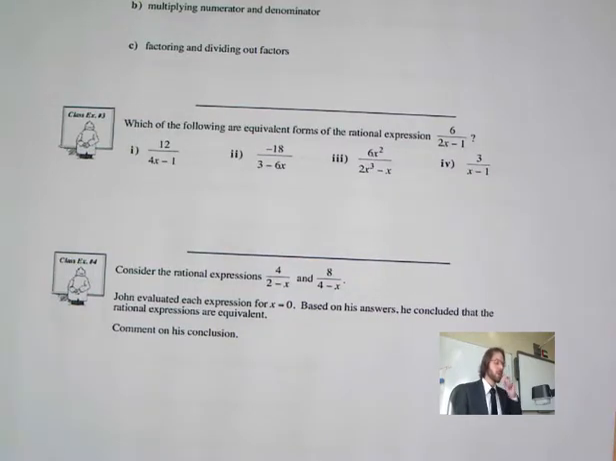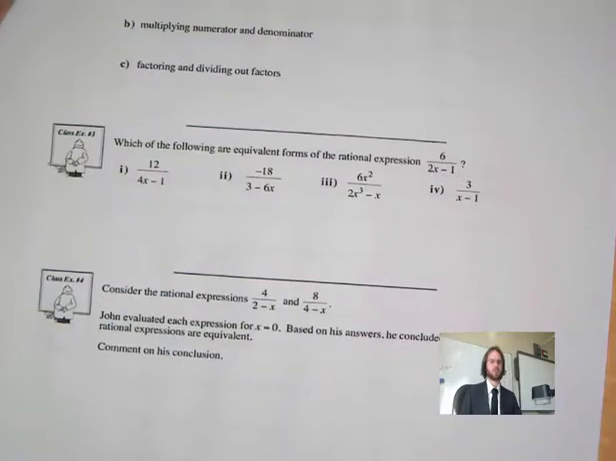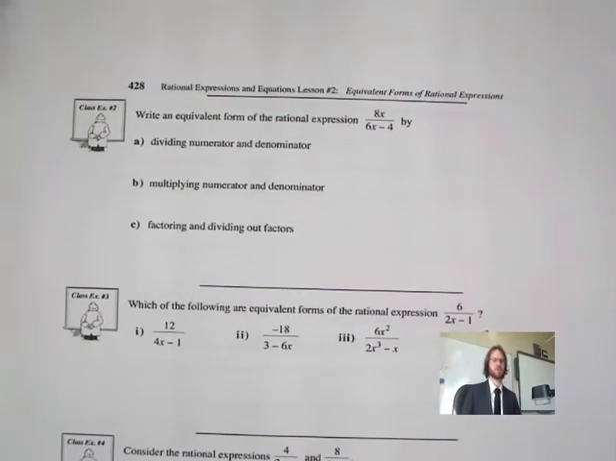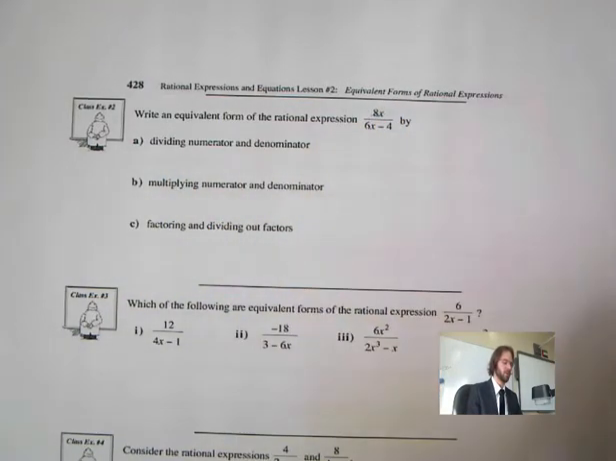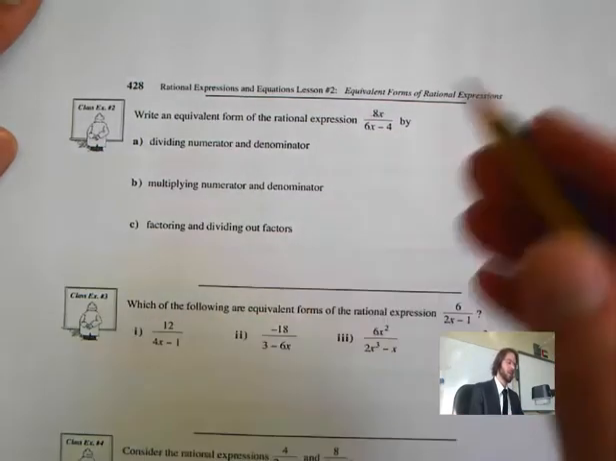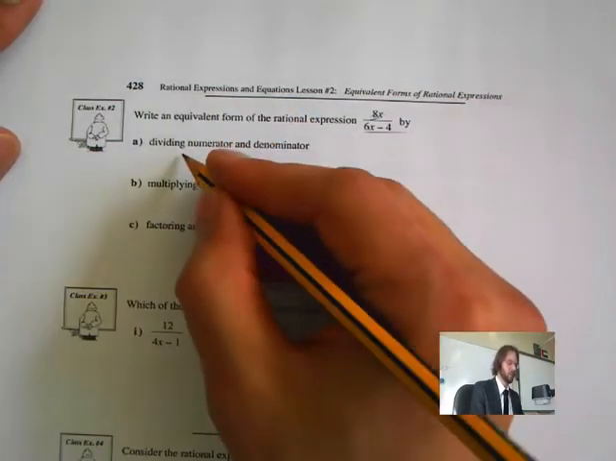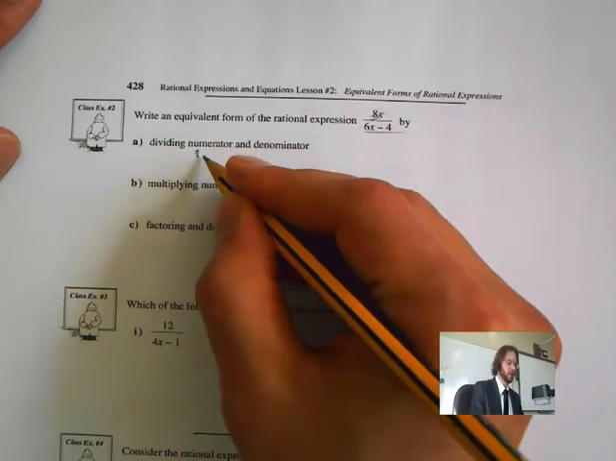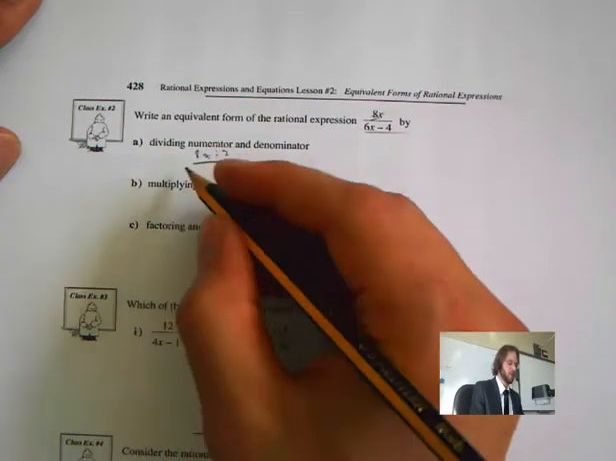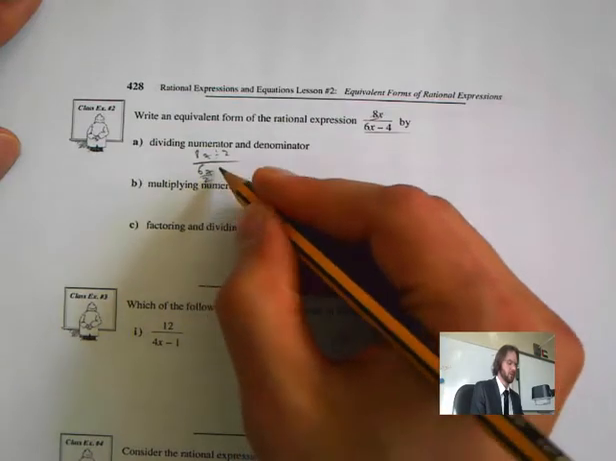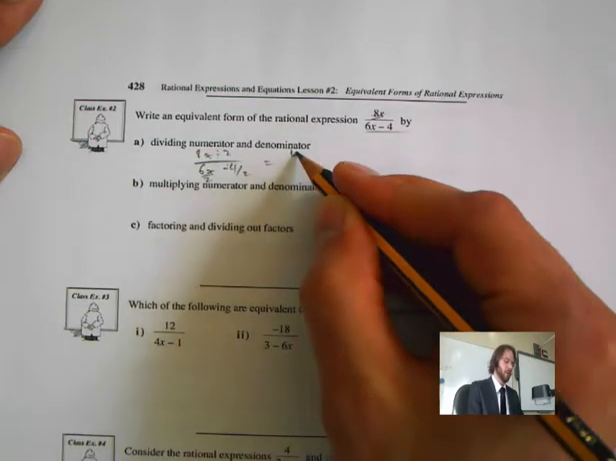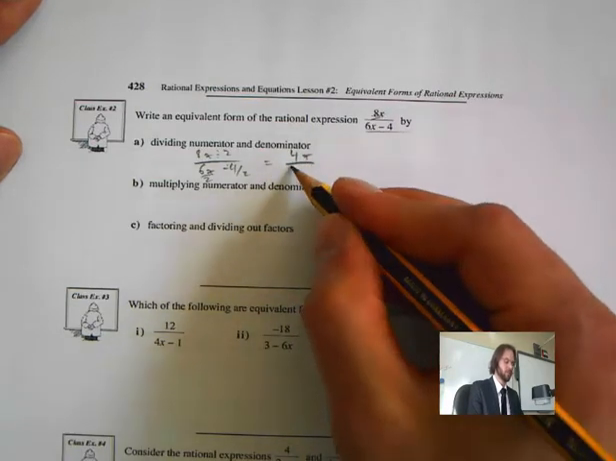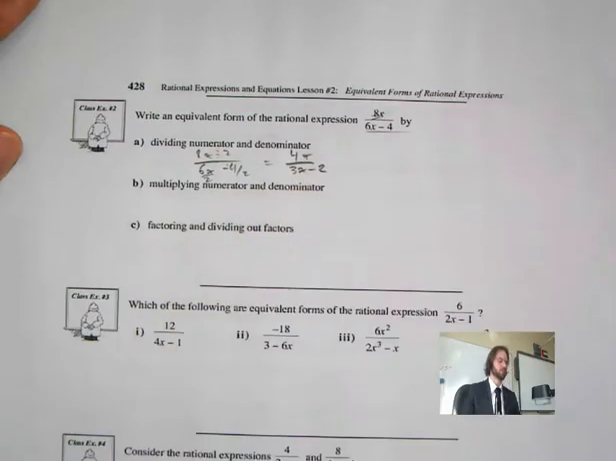Now, write the equivalent form of this rational expression. Okay, so here we go. It says write the equivalent form of that rational expression by dividing both the numerator and denominator. Well, look at this. Both of these could be divided by 2, factoring out the factors. So that's the same as both divided by 2: 8x divided by 2, and then we have 6x divided by 2, and minus 4 divided by 2, which gives me 4x all over 3x minus 2.